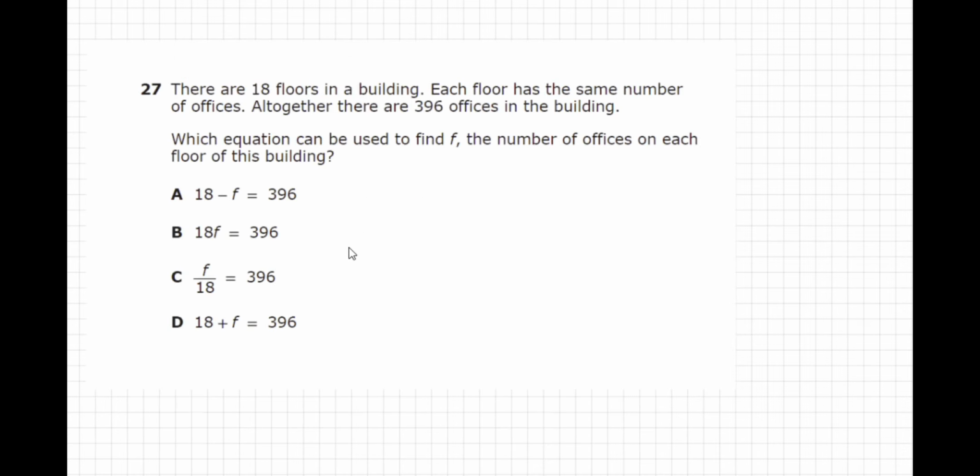Question number 27. There are 18 floors in a building. Each floor has the same number of offices. Altogether, there are 396 offices in the building. Which equation can be used to find F, the number of offices on each floor of this building? The keyword each floor means multiplication or division, hence A is incorrect. Option B, each floor has the same number of offices. There are 18 floors. Therefore, B is the correct answer.